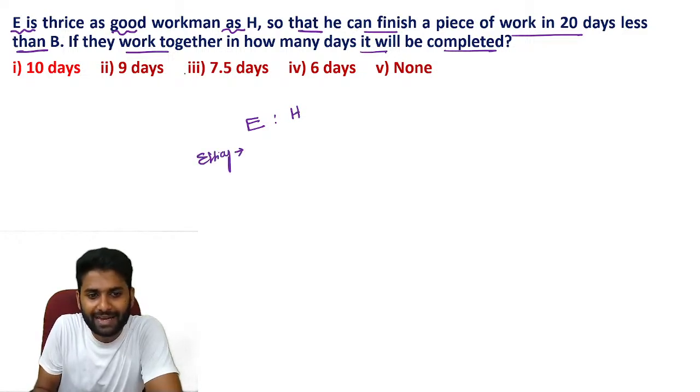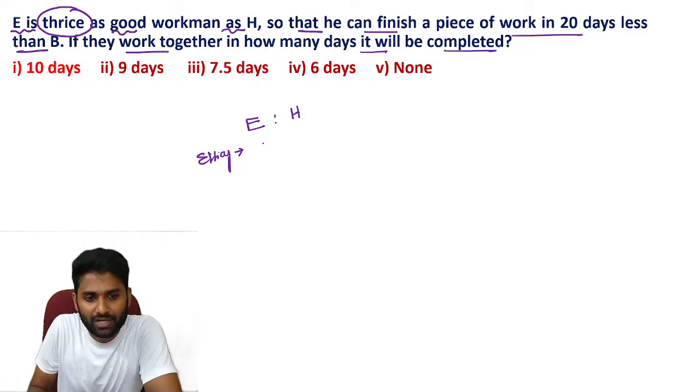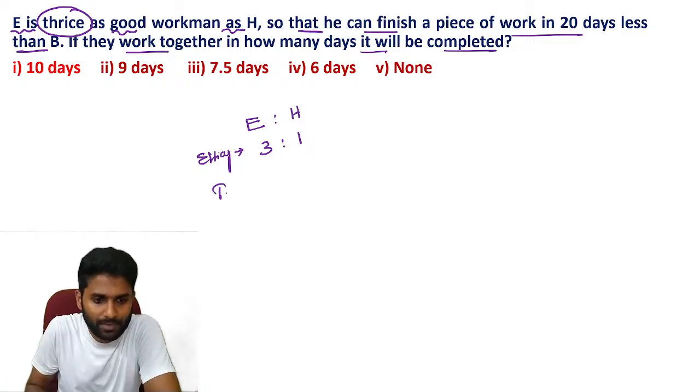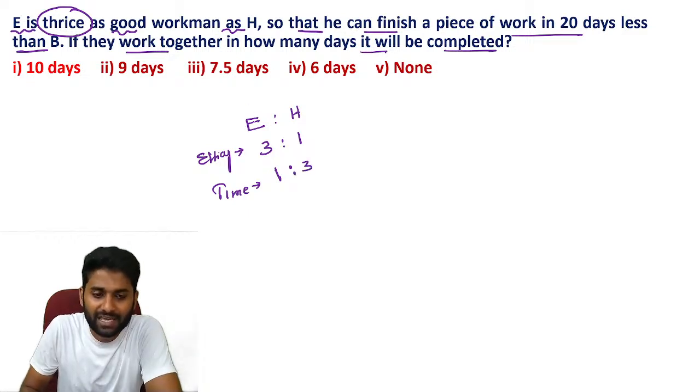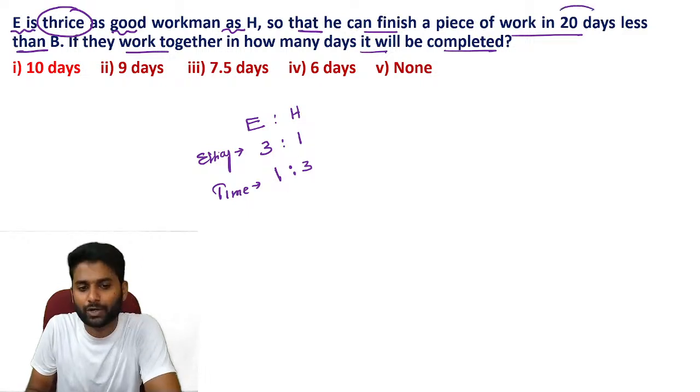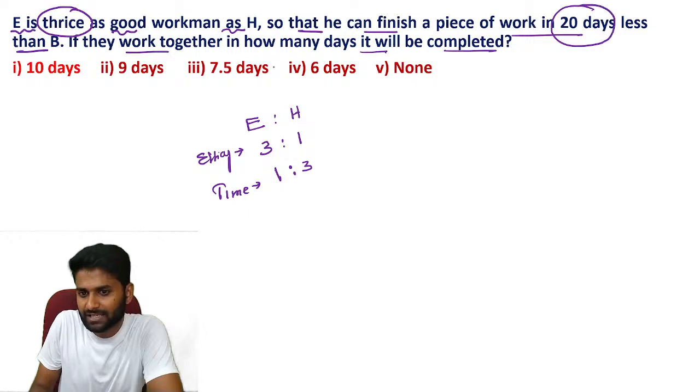Efficiency of E and H. E is thrice as good a workman as H. Now, the efficiency of E and H is 3 is to 1. What is the time ratio? You know that it is inversely proportional, 1 is to 3. Why? Because E's efficiency is more, so E takes less time when compared to H. That is the information they gave: E takes 20 days less than H.